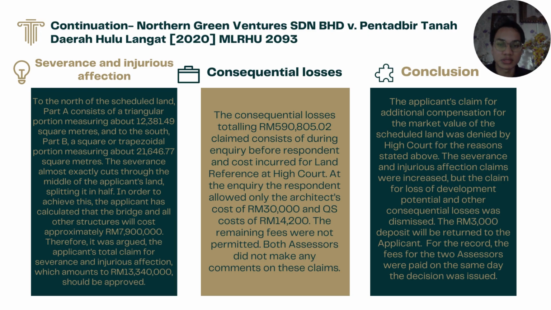590,805 ringgit claim consists of costs during the inquiry before the respondent and costs incurred for the land reference at the High Court. At the inquiry, the respondent allowed only the architect's cost of 13,000 ringgit and QS cost of 14,200 ringgit. The remaining fees were not permitted. Both assessors did not make any comment on this claim.